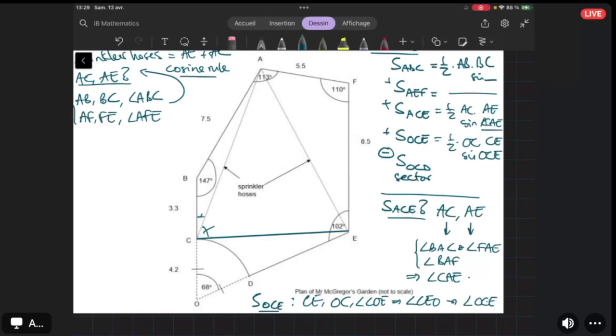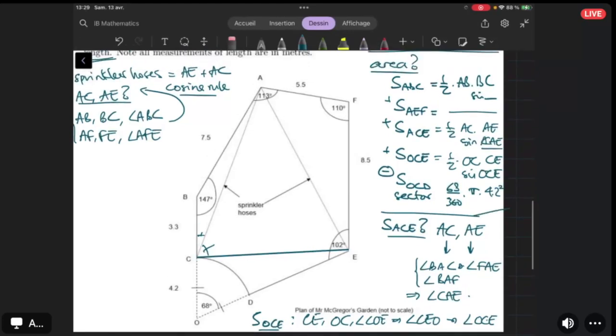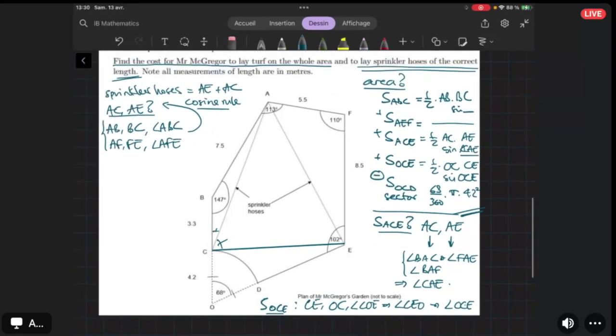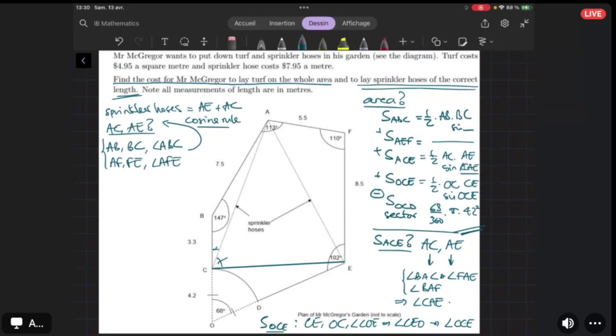Lastly, area of a sector OCD. Well, now it's kindergarten. So 68 over 360 times pi times 4.2 squared. So crossing off numbers will give you a final answer. This is taken from a New Zealand internal exam. So in theory, you would get an hour and a half, maybe 2 hours to solve this entire question.